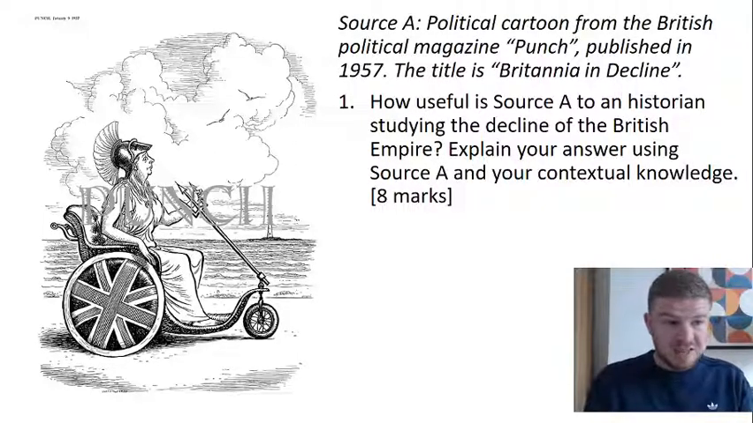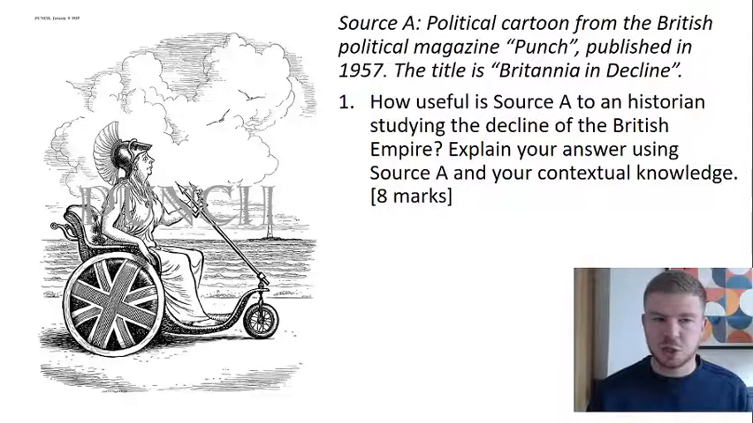So we've got Britannia here seen as this sort of symbol of the British Empire, but her chariot is maybe looking a little bit more like a mobility scooter. She's looking like an older lady. She is looking sad and disturbed by what is going on. And it's 1957. We'll come to that maybe when we talk about provenance. So you could describe those details. Just describing the source will get you a couple of marks.